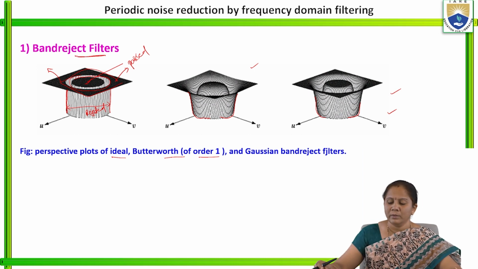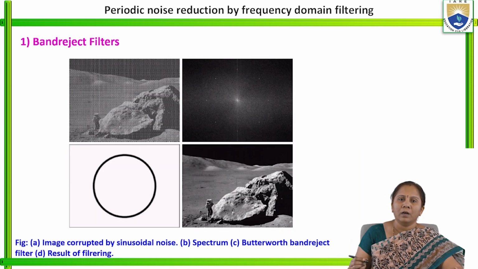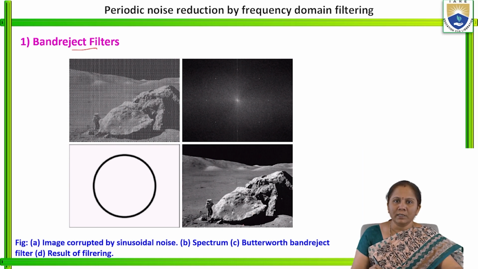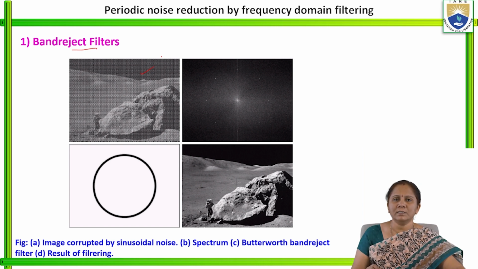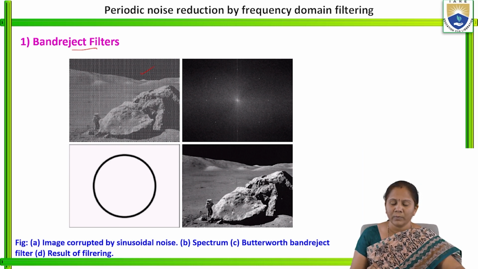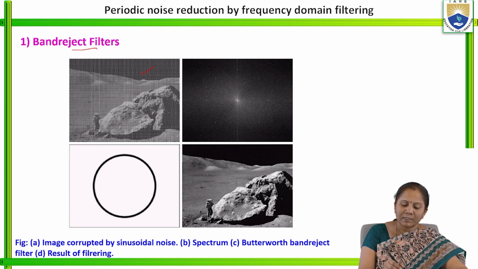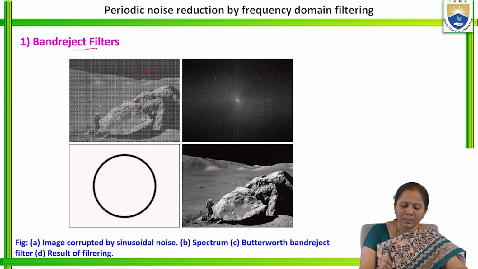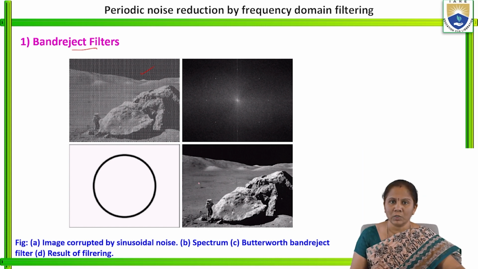The next type of periodic noise reduction filter is the band pass filter. But before going to that, let us see an example of the band reject filter. This is the first one, the degraded image. This image includes some noise. We can see that the noise is periodic noise, and all the scratches that can be observed here represent periodic noise.